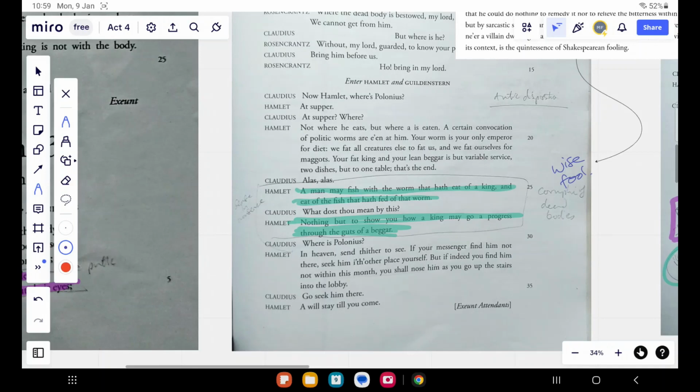A man may fish with the worm that hath eat of the king, and eat of the fish that have fed of that worm. What dost thou mean by this? asked Claudius. Nothing but to show you how a king may go progress through the guts of a beggar. So there's all kinds of things happening there to do with what happens to bodies.